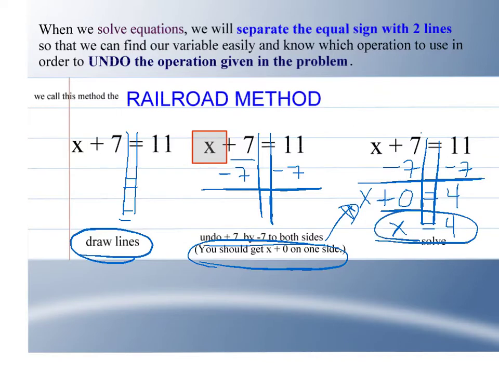Now, even more important than getting x equals 4 is to check and make sure that 4 works. So now I'm going to switch colors. I'm going to look up here, and if x is 4, then 4 plus 7 should equal 11. And does 4 plus 7 equal 11? Yes. So we know we've gotten the right value for x.